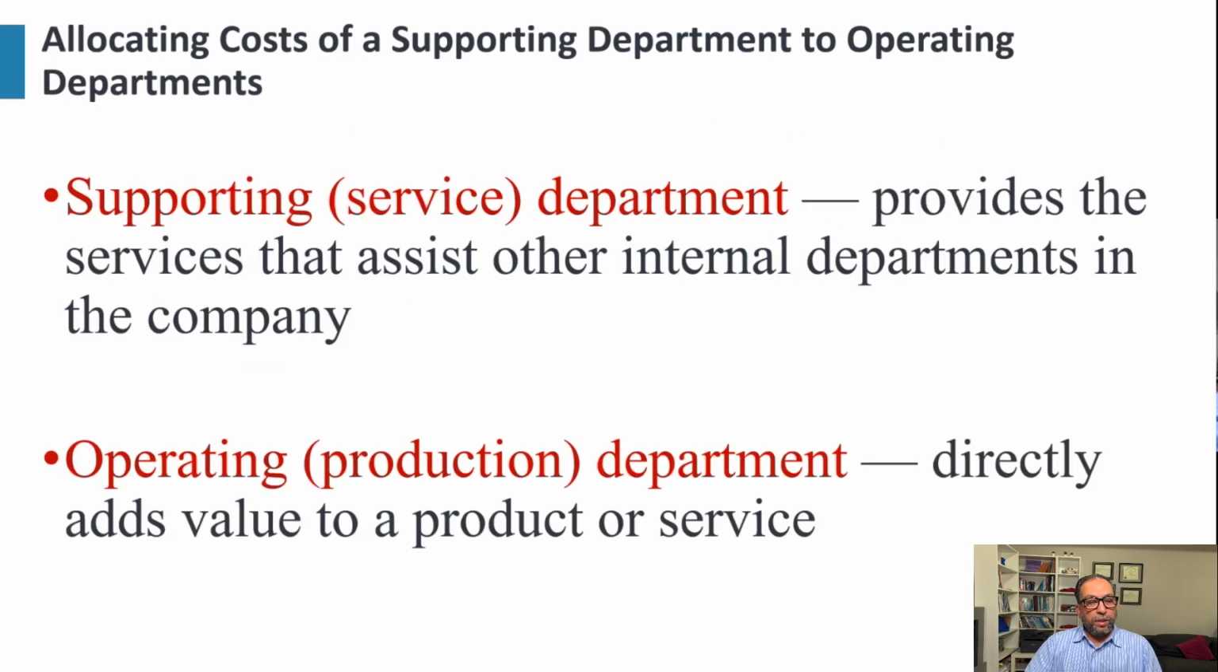Now, as I mentioned, the whole organization can be divided into two main groups or two main divisions based on what job they are doing. One is a supporting or service department, which provides the services that assist other departments in the company. And one is an operating or production department, which directly adds value to the production or services.